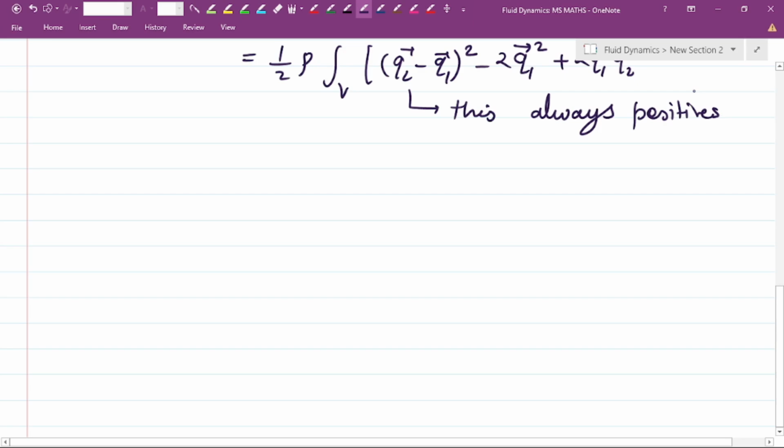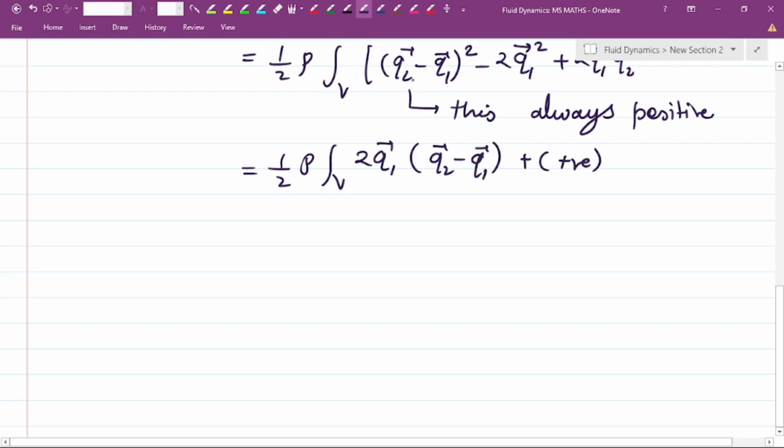this always positive. Then we can write 1/2 rho over v, 2 q1 vector, or I can take the common from both, it is basically q2 minus q1 vector, or some positive quantity. This can be written as some positive quantity. I will not write just q2 minus q1 whole square, it is basically the positive quantity.